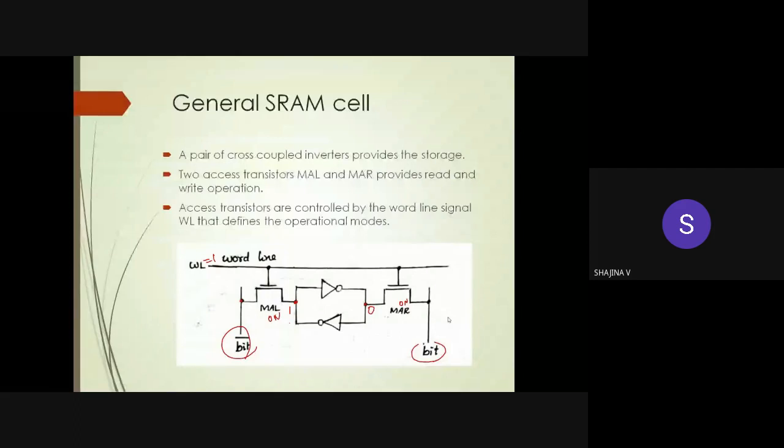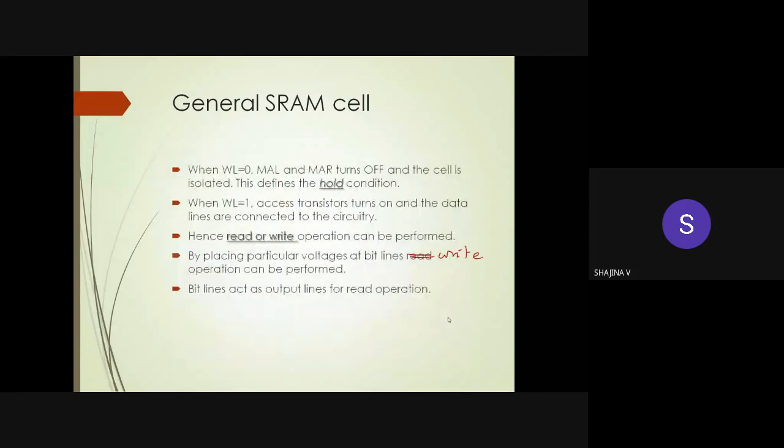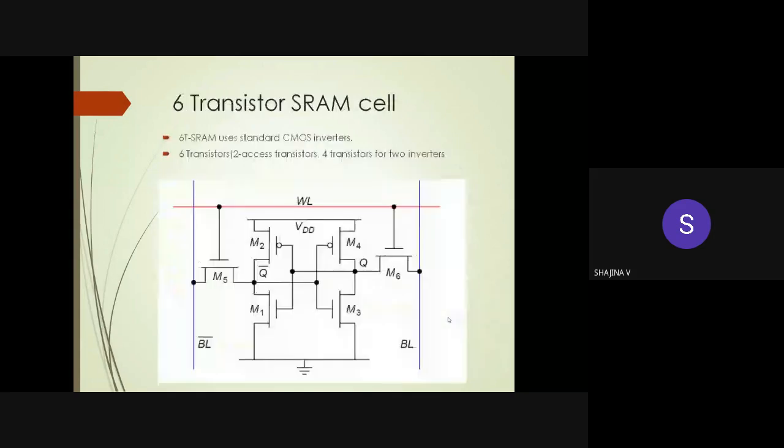If WL is equal to 1, we have a connection between these bit lines and the memory cell. At that time we can do read or write operation. Now, this is the structure of the 6 transistor SRAM cell.